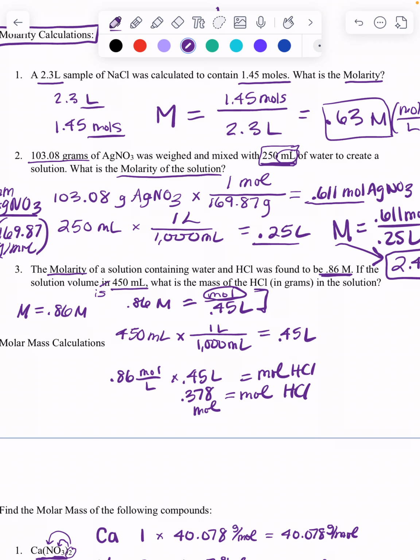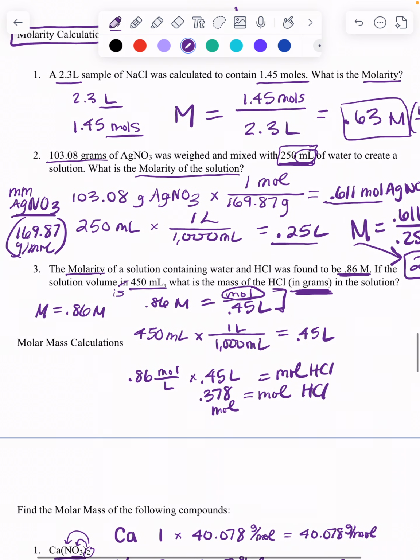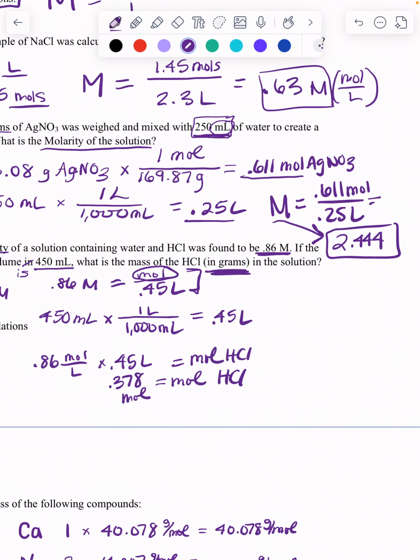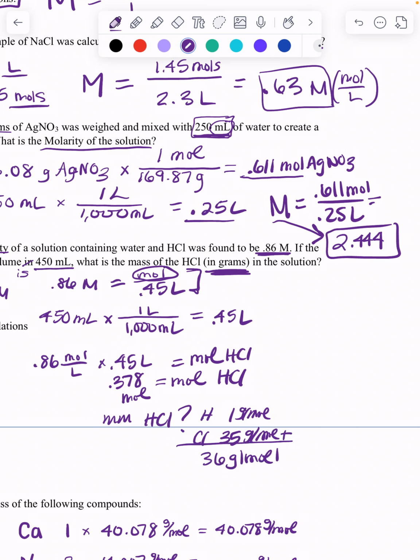However, the question is, what is the mass of the HCl in grams in the solution? So my next step would be to turn these moles into grams. And how do I do that? We can reference the problem above it, but we are going to use molar mass. So the first step would be, what is the molar mass of HCl? I know that hydrogen is about 1 gram per mole. And if I look at my periodic table, I know that chlorine is about 35 grams per mole. I'm rounding a little bit on this. So if I add those together, my molar mass will be 36 grams per mole of HCl.